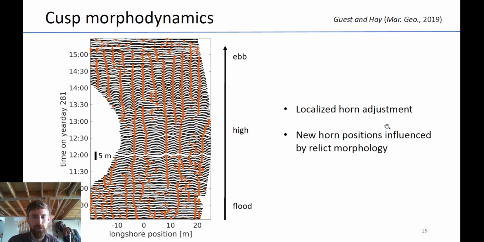So of particular note here, the horn adjustment is localized. We see this kind of branching and shifting, and the new horn positions are pretty clearly influenced by the positions of the old ones, which is indicative of a feedback process, and an important result, I think.